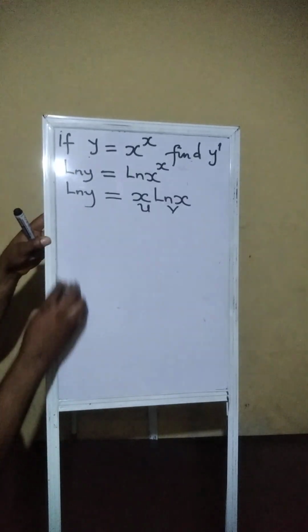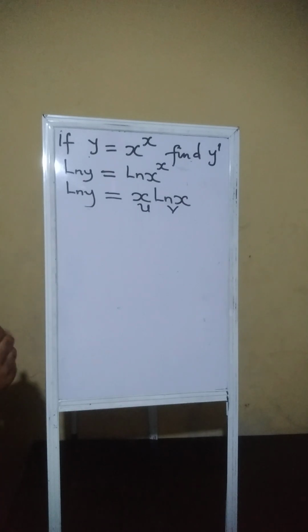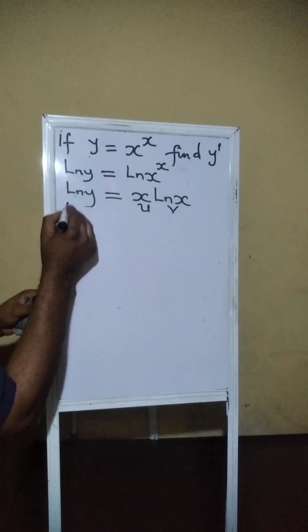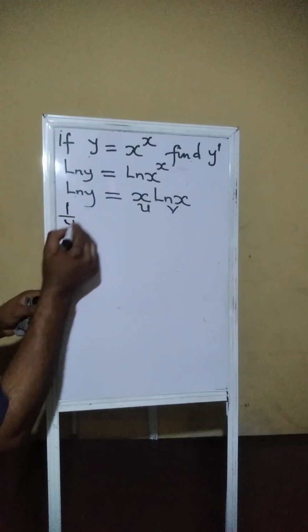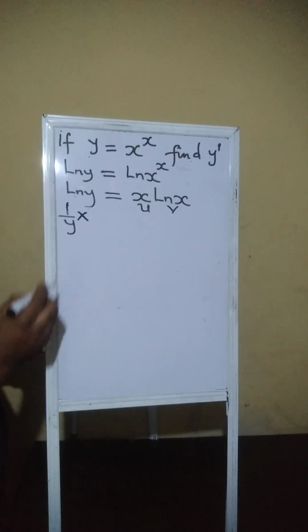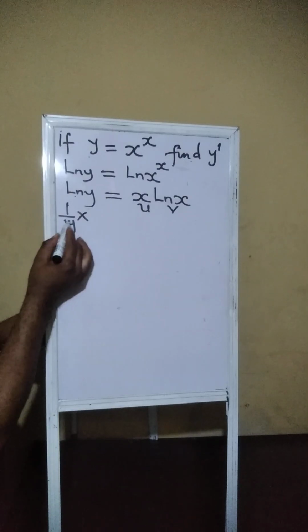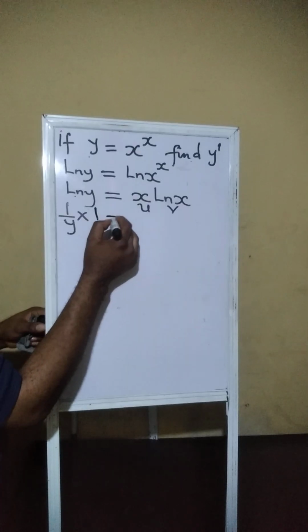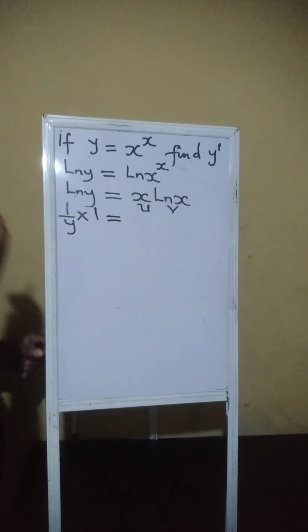Now let's differentiate. Having taken the natural log of both sides, if you differentiate ln y, I have told you that ln means 1 over y. Then you multiply, then differentiate the y again. If you differentiate y, it will give you 1. Then we move over to the right.